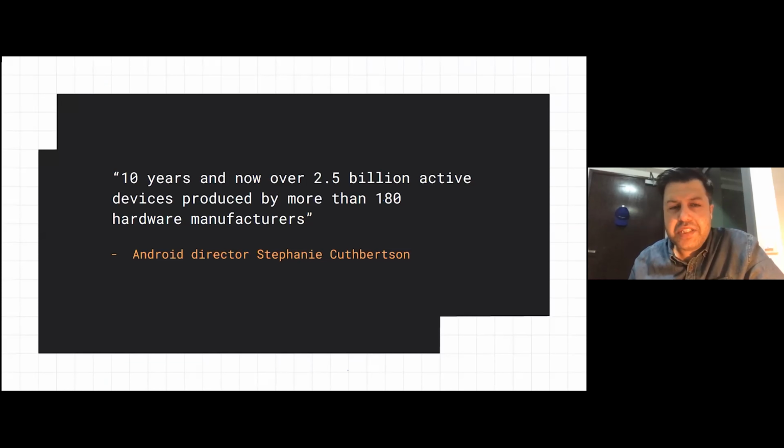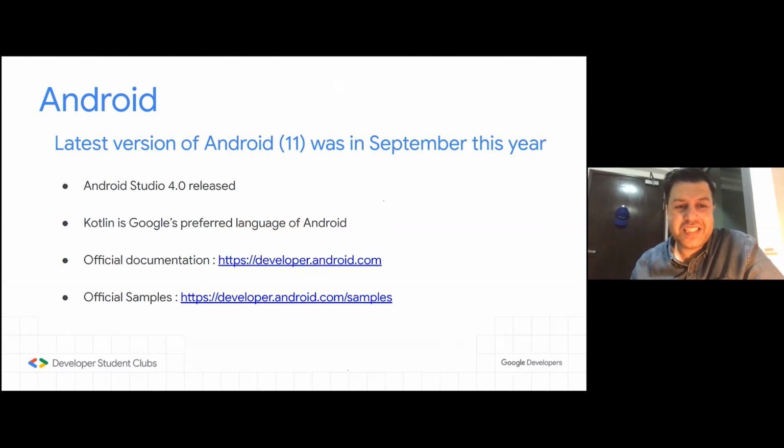Okay, so 10 years on, if you are imagining how many active Android devices are out there, there are over 2.5 billion. This was last year, so maybe this year it has crossed the 3 billion mark already. And there are more than 180 hardware manufacturers. Maybe the bulk of them are in China, but still there are so many.